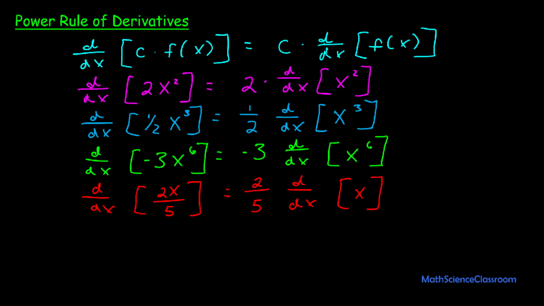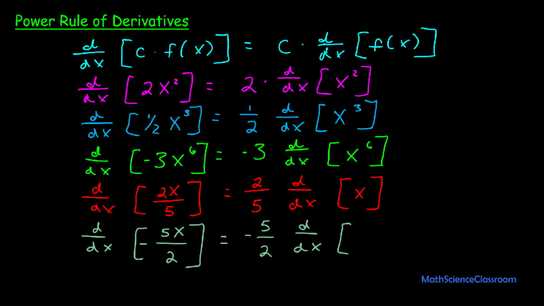And let's try one more of these. So d dx of negative 5x over 2. So identify the constant. The constant is negative 5/2. So we write that times d dx, where f of x is simply x. Very good.